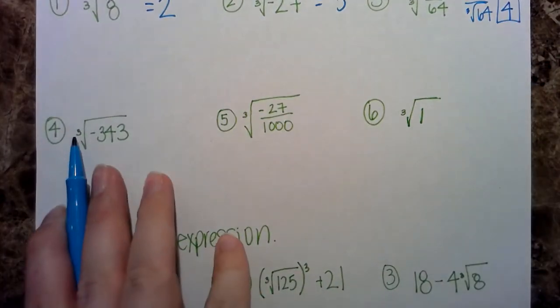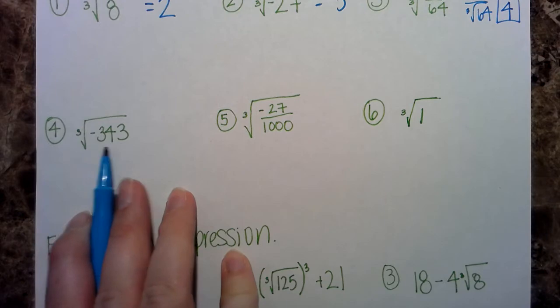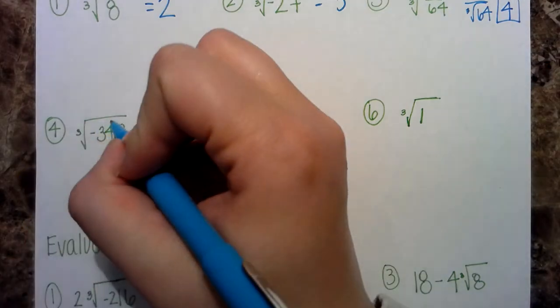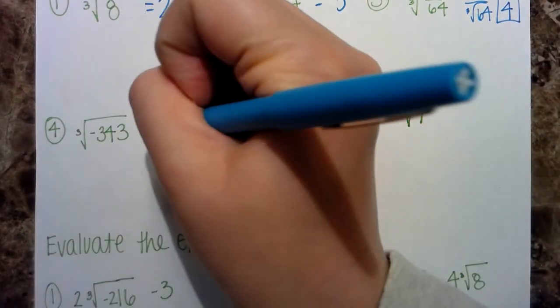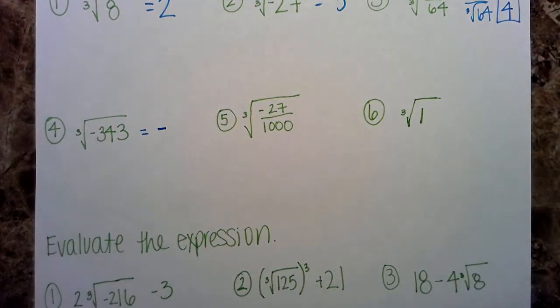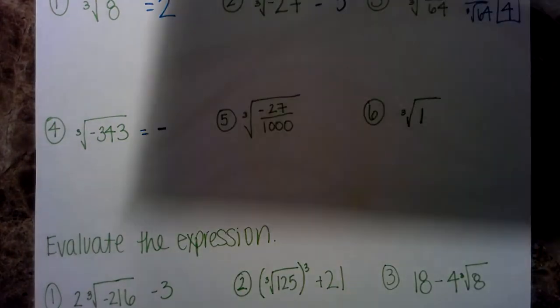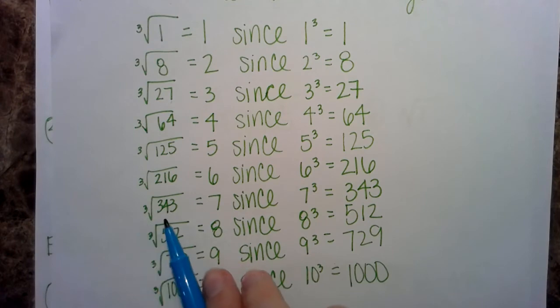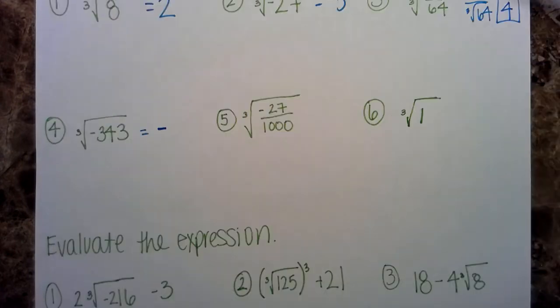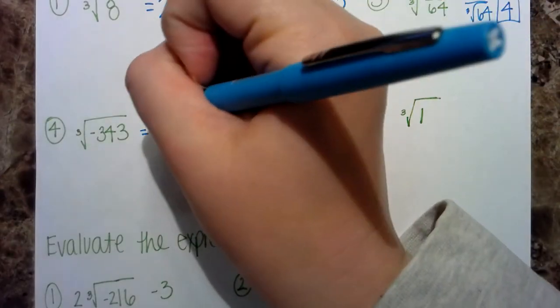Okay, same thing here. The cube root of negative 343. I know because it's a negative underneath that it's going to equal a negative value. And then if I refer to my chart here, I know that the cube root of 343 is 7. So that means that my final answer is going to be negative 7.